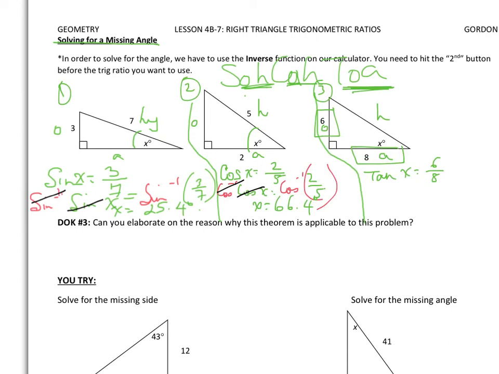So now let us do our work that we normally do. Tan x is equal to 6 over 8 over this side, and we're going to take the inverse tangent, and then you're going to end up with these two being cancelled out, and x is left. X is equal to inverse tangent of 6 over 8, and that happens to be 36.9 degrees. So that is it.